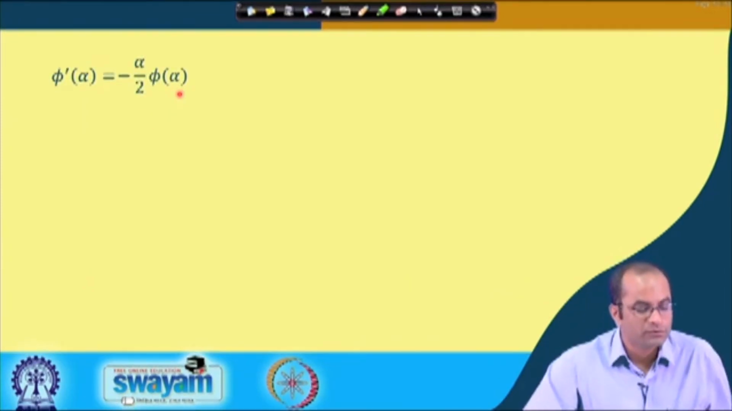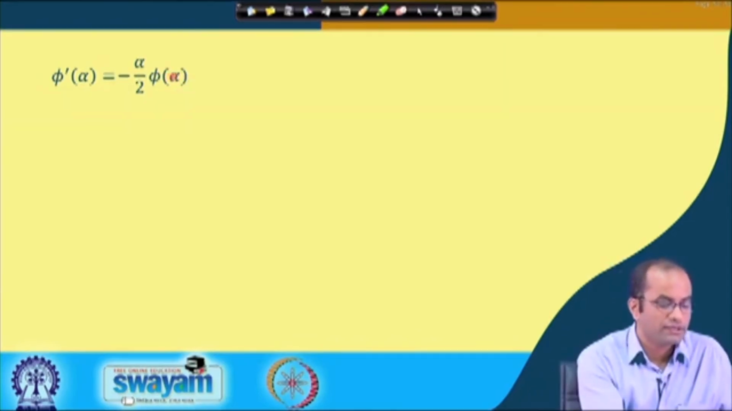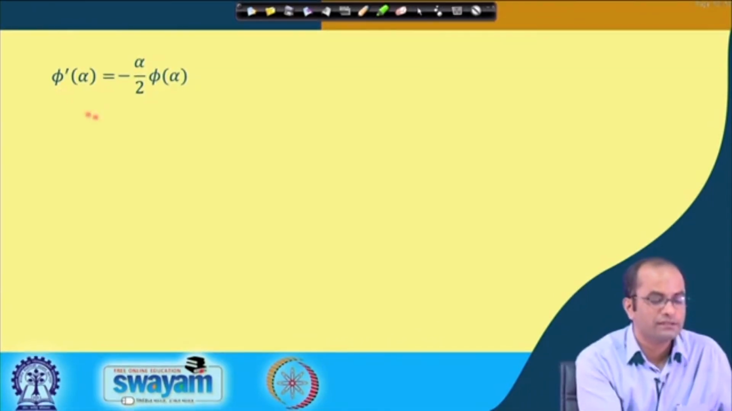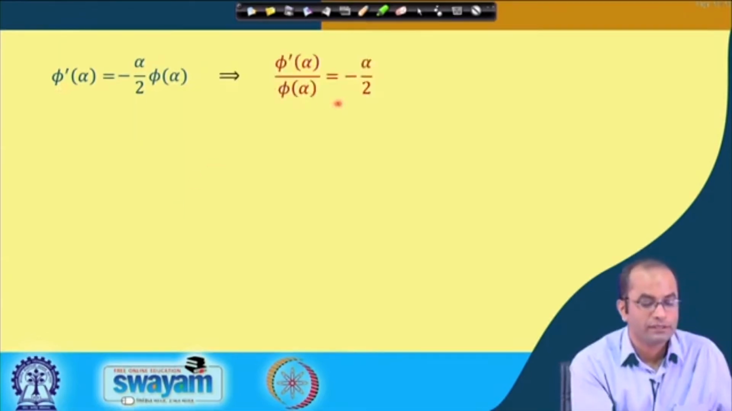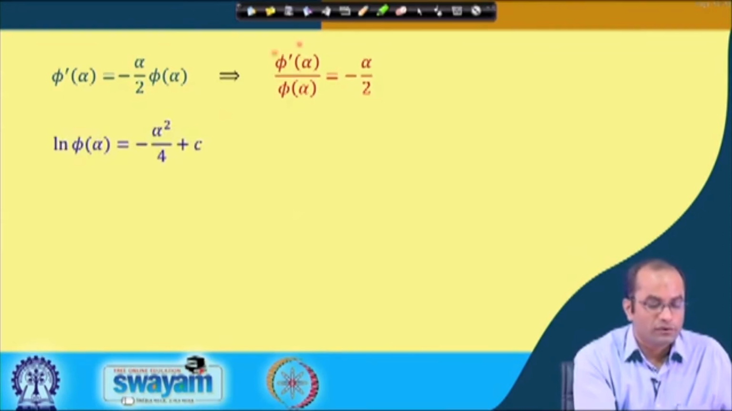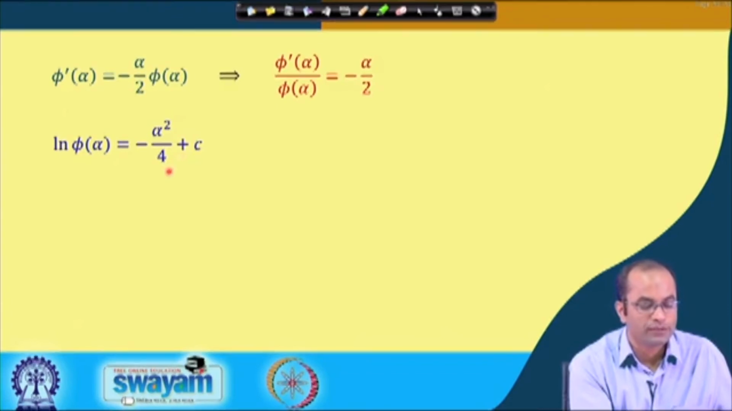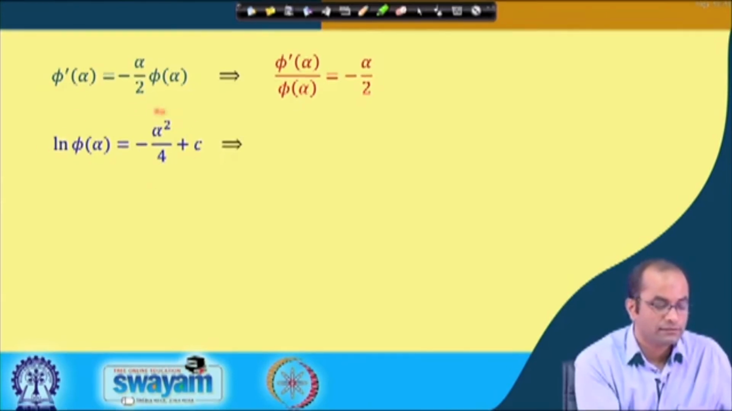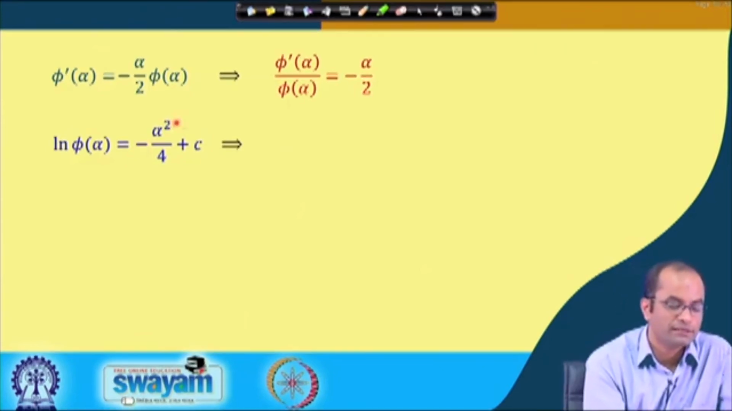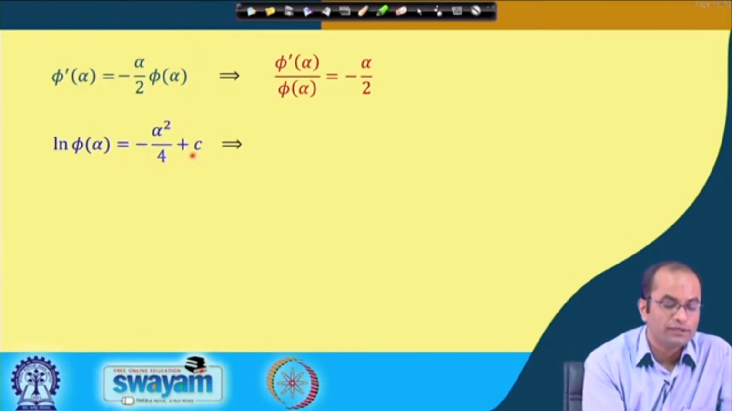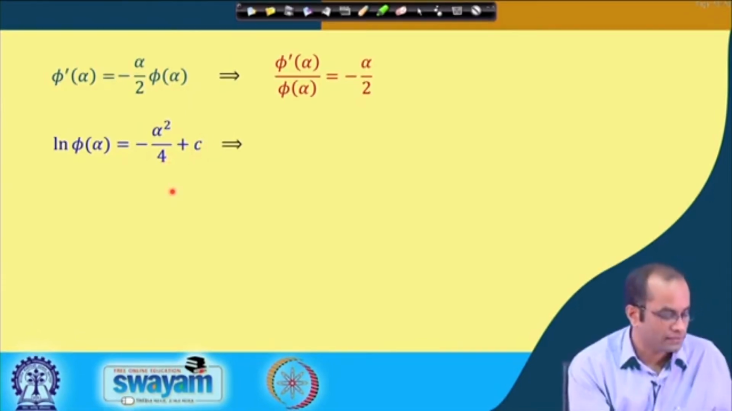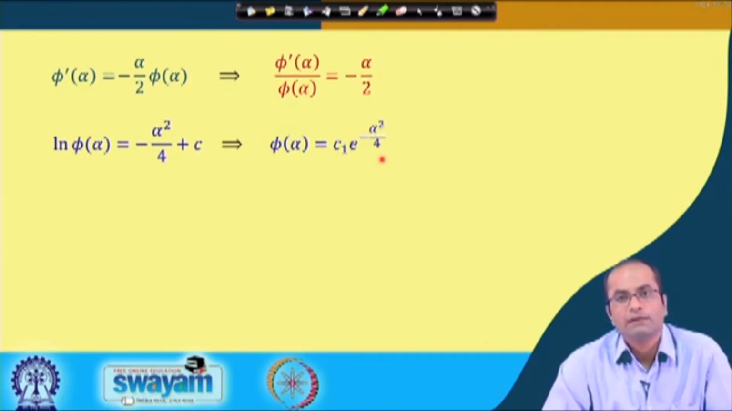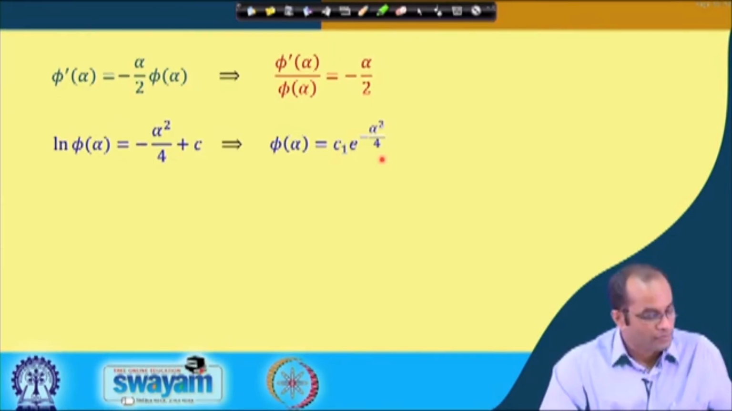So, which is very simple to integrate. We can take this phi alpha to the left hand side, and the d alpha will go to the right hand side, and integrating this, we will get logarithm of phi alpha is equal to minus alpha square by 4 plus some constant. Then we take the exponential this side, so we will get exponential minus alpha square by 4 into e power c, and that e power c we can assume another constant. So, we have c 1 e power minus alpha square by 4.